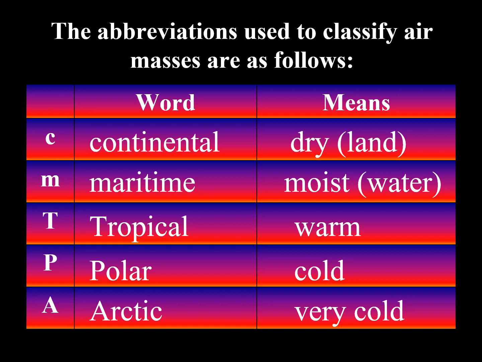Then we decide, okay, where did it come from? Did it come from the tropical area, so it's warm? Did it come from our polar area where it's cold? Or did it come all the way from the Arctic where it's very, very cold? So we're going to put those together so we could have warm and dry, we could have warm and moist, we could have cold and dry, we could have cold and moist. So when we put all those together, it gives us the exact characteristics of any specific air mass.